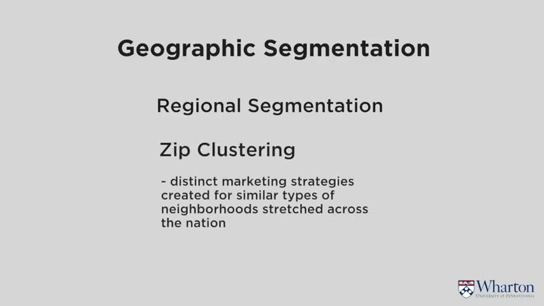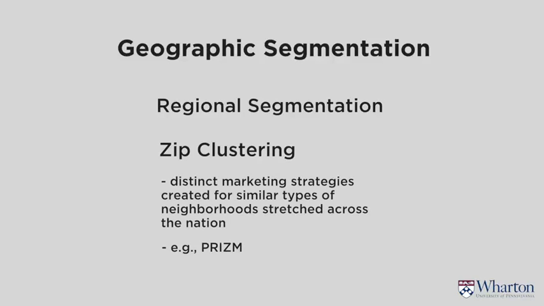Another way that markets tend to be segmented is by geography. It turns out that people who are similar tend to live together in the same neighborhoods. And there are different ways to segment. There's a segmentation scheme called PRISM that actually defines the entire country based on these geographic clusters.